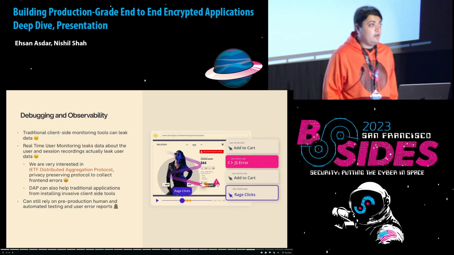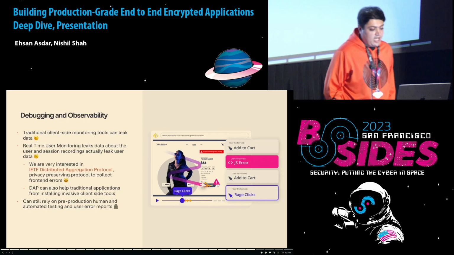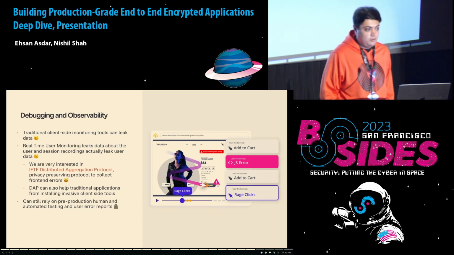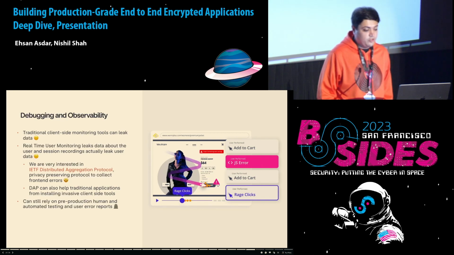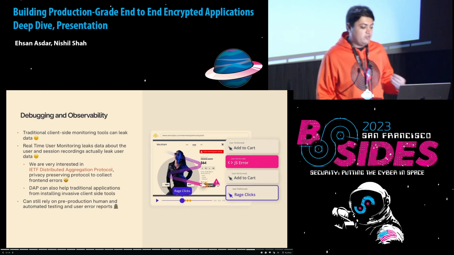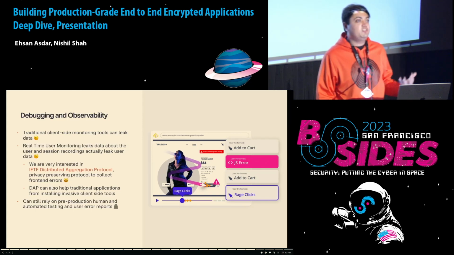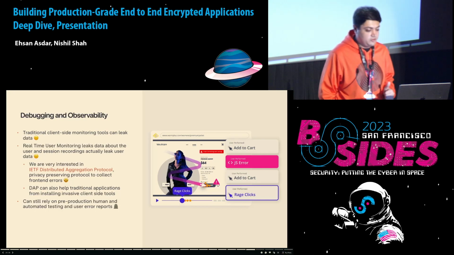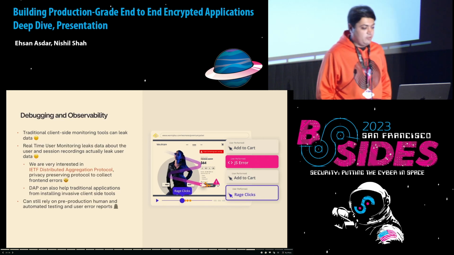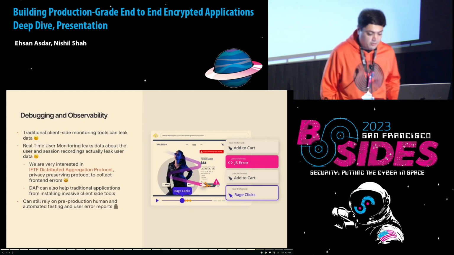And so we're very, very interested in future work coming out of the IETF, known as the Distributed Aggregation Protocol. At a high level, what this protocol allows you to do is send anonymized metrics to your server. The way they're anonymized is that multiple users have to report the same information, and once it hits a certain threshold, you'll get that data. So let's say you're seeing thousands of users run into an error, you'll still see that information, but you won't know anything about the end user, which is great. But right now, as we're still exploring this, we rely heavily on pre-production testing, automated testing, and user error reports. Probably the same as many people here as well.